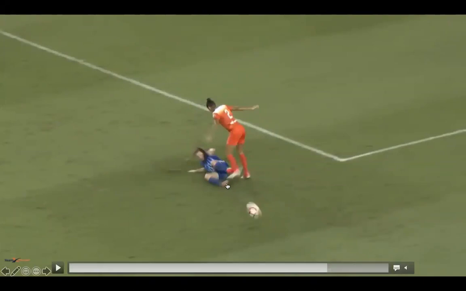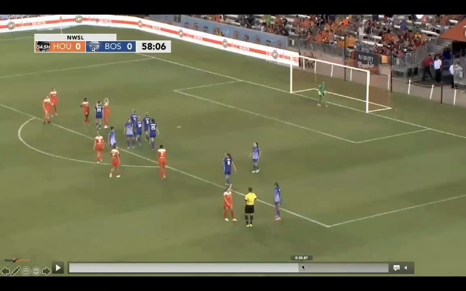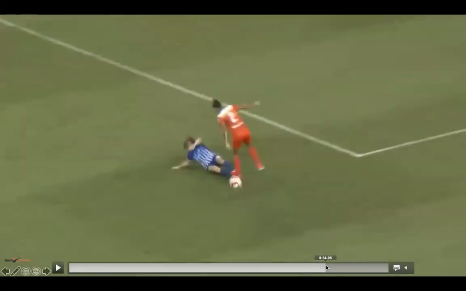So a question here, if she had retracted her feet after getting the ball but still run slightly into the opponent, would that be a foul? The answer to that is no. If she had gone into this tackle and tucked her feet back, then we don't have a problem. We consider that to be fair contact.